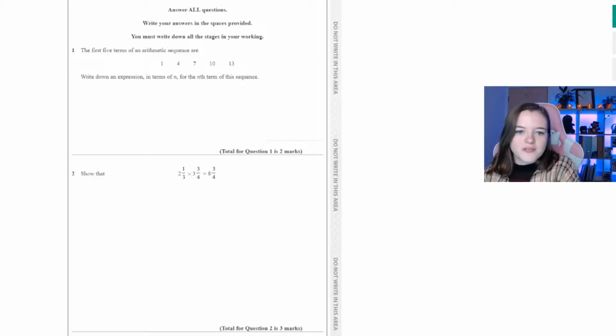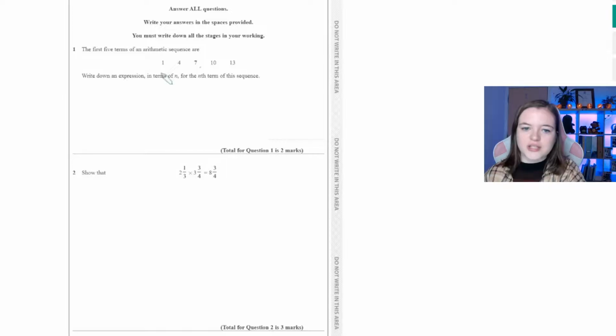Okay, so the first 5 terms of an arithmetic sequence are 1, 4, 7, 10, and 13. Write down an expression in terms of n for the nth term of this sequence. So first place you want to start is looking at the difference between each of these numbers. You might notice you're adding 3 to each number to get the next number in the sequence. Whatever number you get for this difference becomes the number in front of n in the nth term. That's going to be, in this case, 3n.